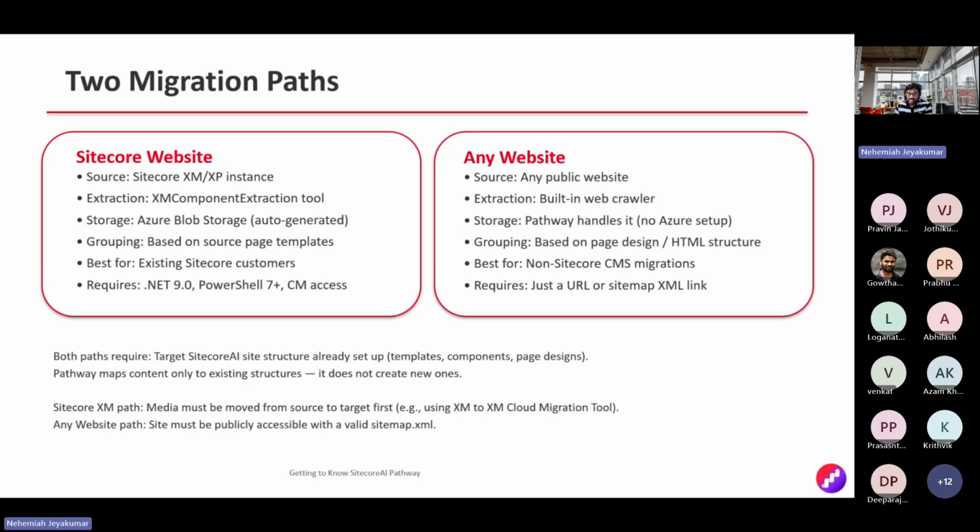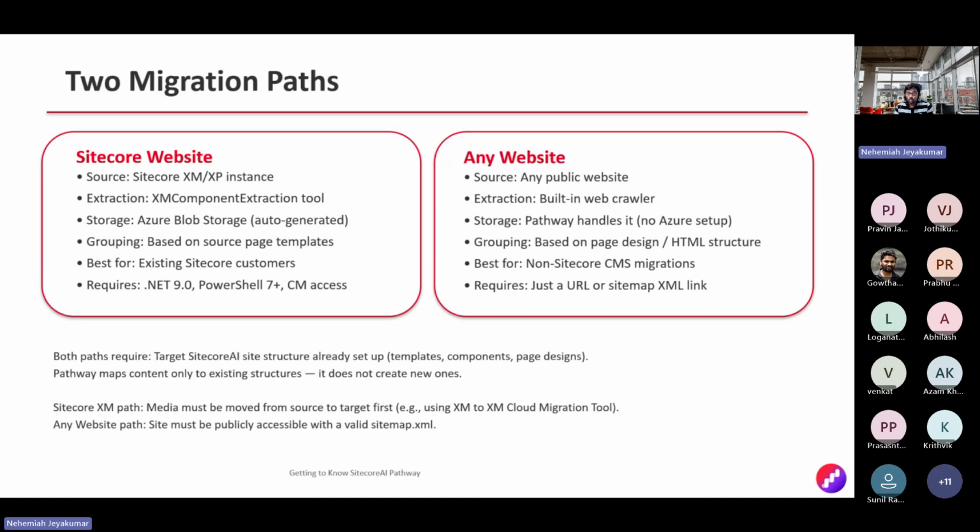The next one is the any-site path, which uses Pathway's built-in web crawler. It's more like a search engine. It's going to crawl a site, get your HTML, and then intelligently find the best target template based on whatever is available, and map it. It does not need any Azure setup because it's just going to scrape and map it, so you don't need Azure Blob Storage like in the XM site migration path. You just provide your URL or a sitemap link, and the grouping will be based on the page designs and the HTML structure when they are crawling it.